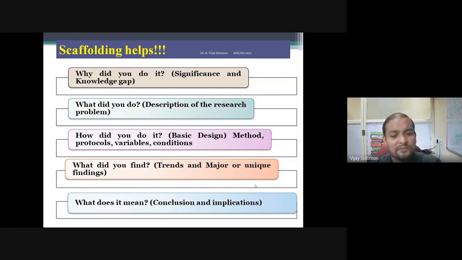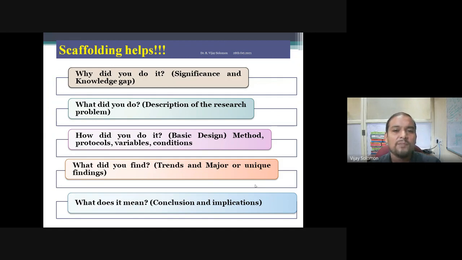Then, what did you find? The trends and major unique findings. And at the end, you can give the conclusions, a summary or implication. What does it mean to society? If you follow these things, then you will have a complete package of the elements that are necessary in the eyes of the reviewers as well as the readers.